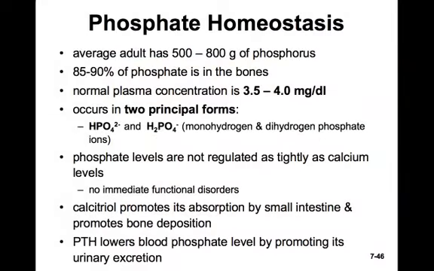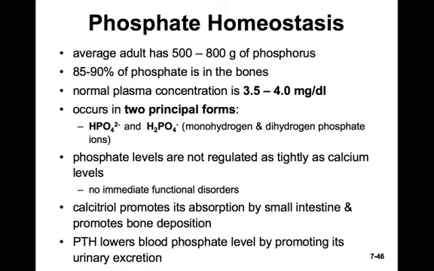So now we've addressed calcium homeostasis, it's time to take a look at phosphate homeostasis. The average adult has about 500 to 800 grams of phosphorus. It's almost a little more than a pound. 85 to 90% of the phosphate is stored in the bones. The normal plasma concentrations are about 3.5 to 4.0 milligrams per deciliter.